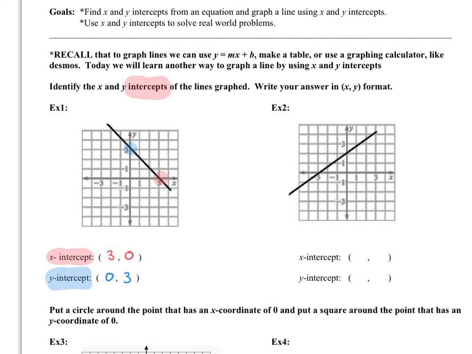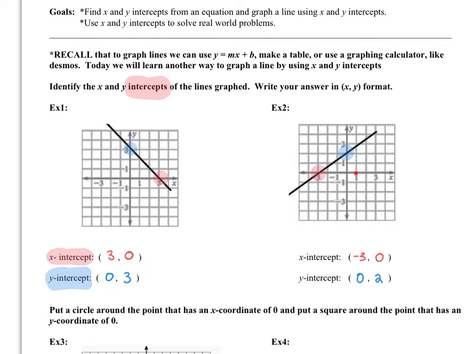You're going to pause the video and try it for this line here. Be sure to write your answers in x, y format. So where the line crosses the x-axis is at this red highlighted point, and it has the coordinates of -3, 0. And where the line crosses the y-axis is at this blue point, and that has the coordinates of 0, 2.